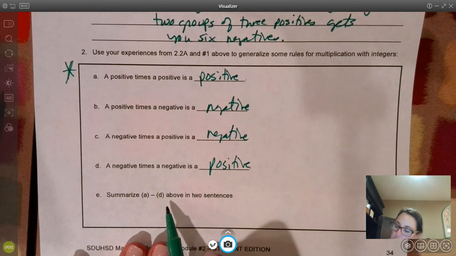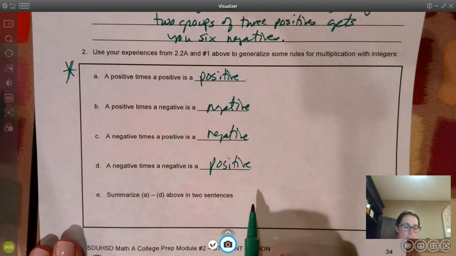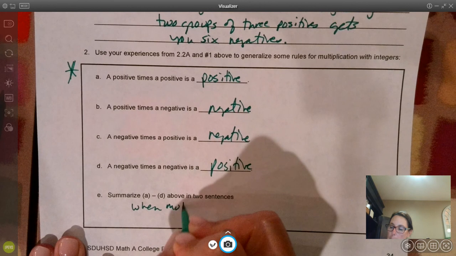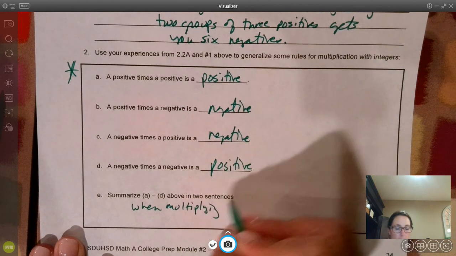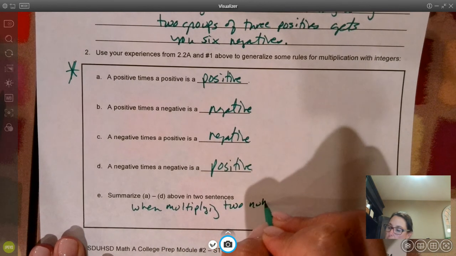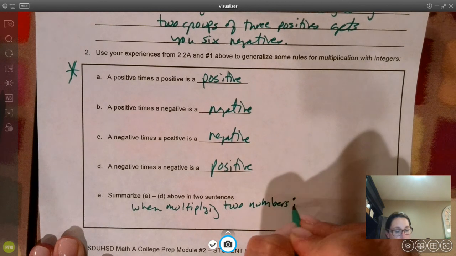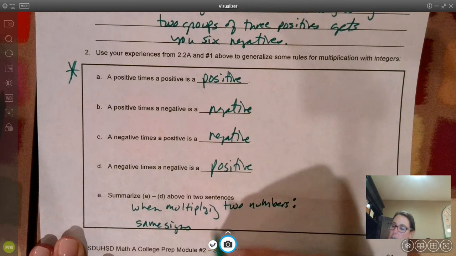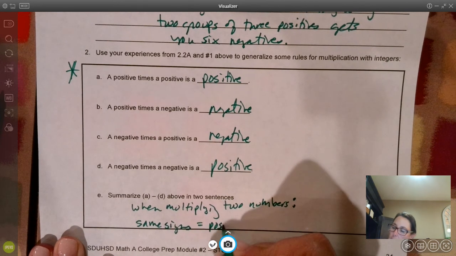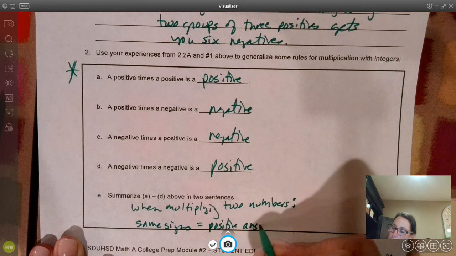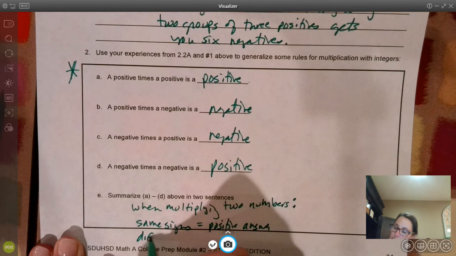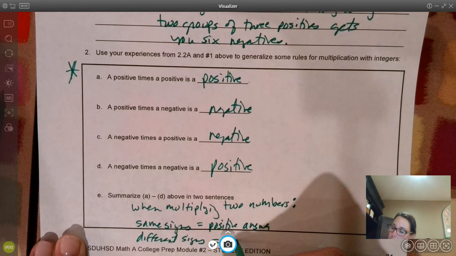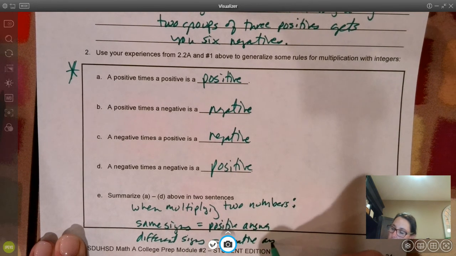Summarize A through D above in 2 sentences. Here it comes. Here is the rule. When multiplying 2 numbers, if they have the same signs, you get a positive answer. When they have different signs, you get a negative answer.